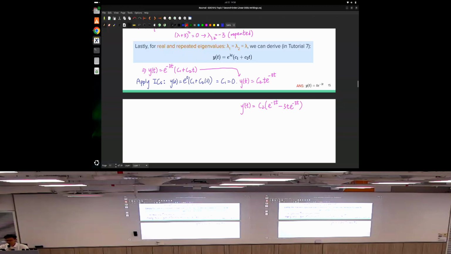Now apply the initial velocity: c2 times (1 minus 3 times 0 times 1), so you just get c2. But c2 equals 1, because the initial velocity is 1. And that's it. Therefore your particular solution is t e to the minus 3t, because your c2 is 1. Any questions? I hope this is easy enough.